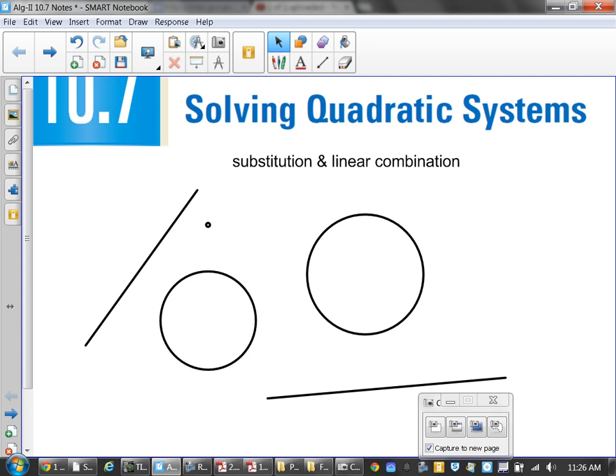Do you agree? Yes. So what if the large circle had a diameter of 6 and the small circle had a diameter of 2? They have to be concentric circles. Oh yeah.